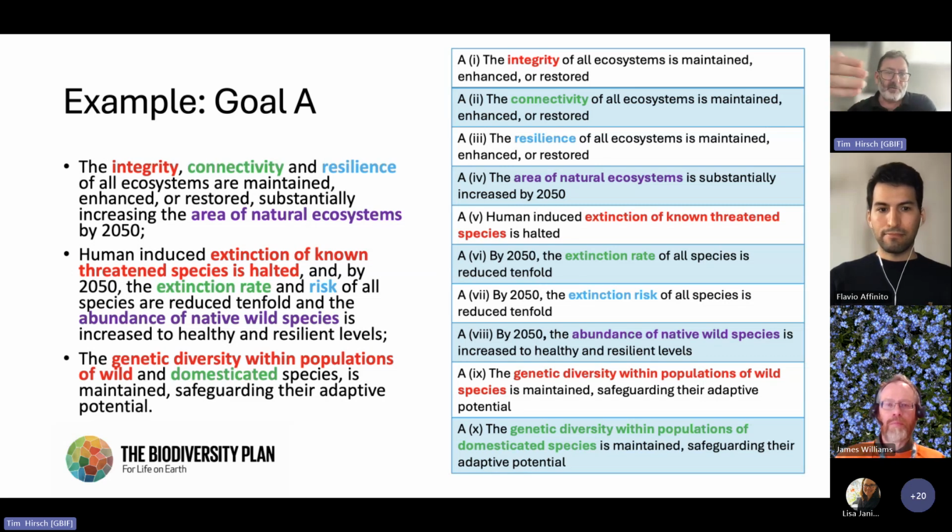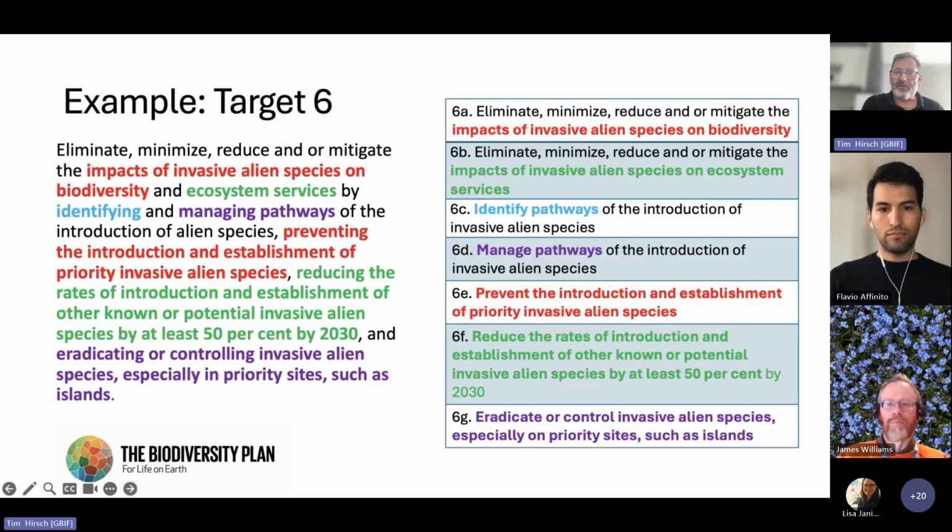Then going down, the abundance of native wild species is increased to healthy and resilient levels. Again, something else to measure. And then you look at the last part, the genetic diversity within populations of wild and domesticated species. Well, that's one phrase, but it's 2 different things. We need to measure genetic diversity within populations of wild species and then separately domesticated species. Again, that implies 2 elements. So I hope that gives a rough idea of why, in the case of goal A, we end up with those 10 elements. Another example with target 6 on invasive species.